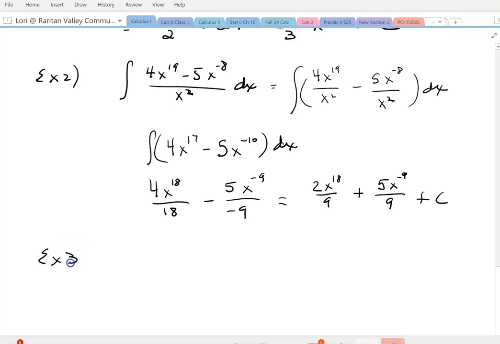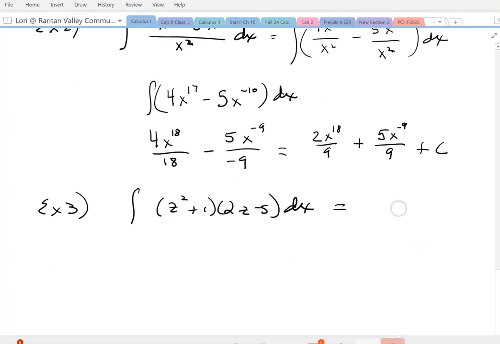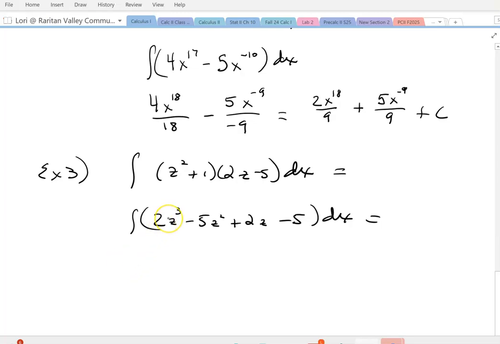And another quick one, just to remind you of what you can and cannot do. These are two products. So as of now, you do not have a rule to integrate products. So in this case, it is much better to simply work out those products and make that 2z cubed minus 5z squared plus 2z minus 5. And then go ahead and just apply that power rule.